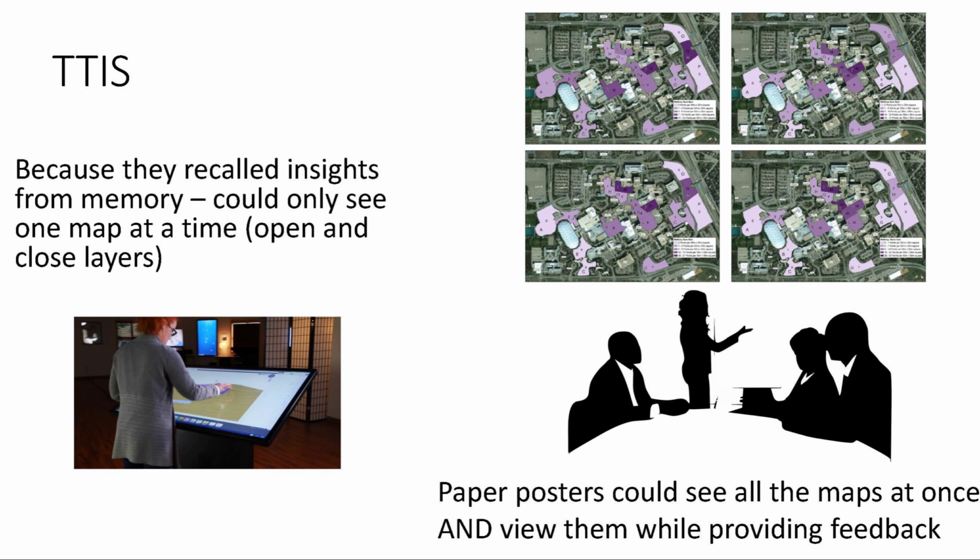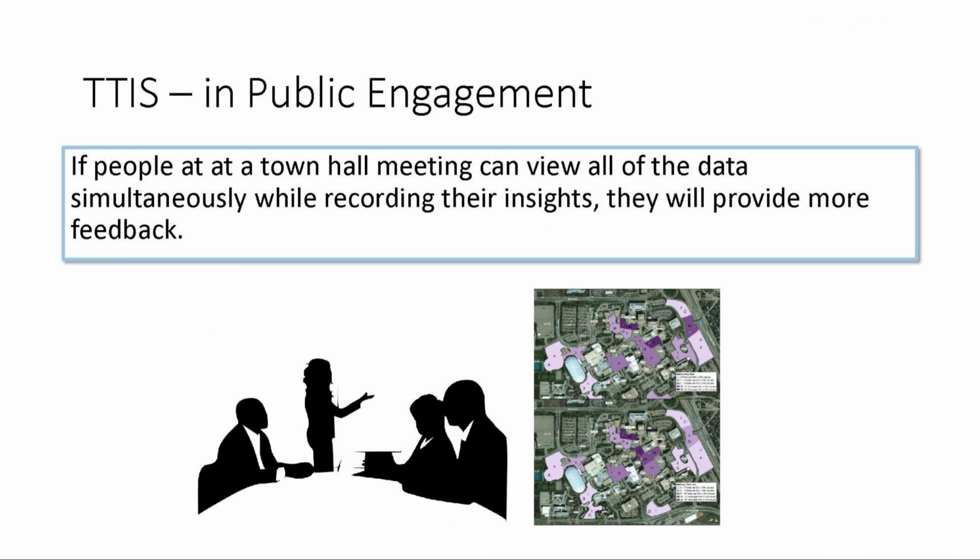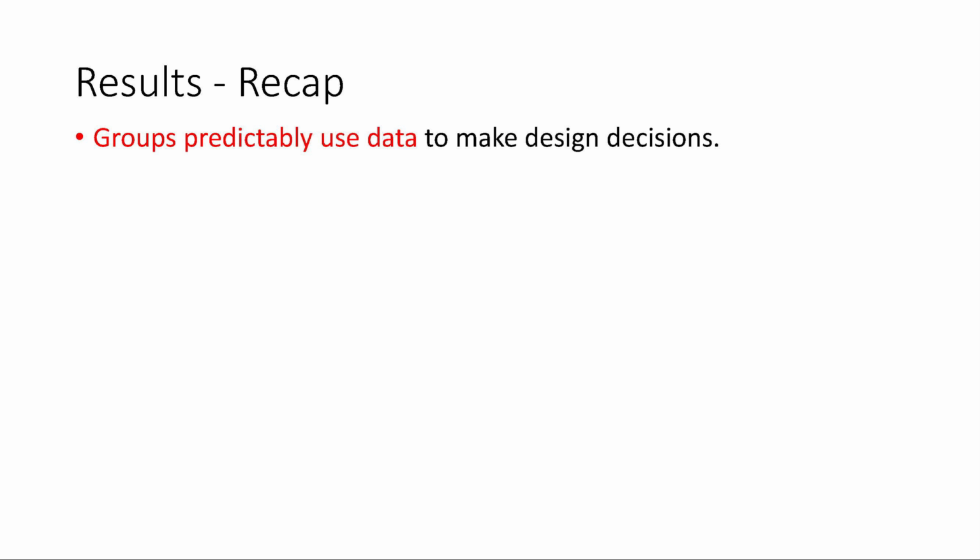Whereas the people with paper could see all the maps at once and view them while providing feedback. So they could continue to look at them and think about them and talk about them and compare them while they were speaking. And the result was many more insights from people using posters. So if people at a town hall meeting can view all the data simultaneously while recording their insights, they will provide more feedback.